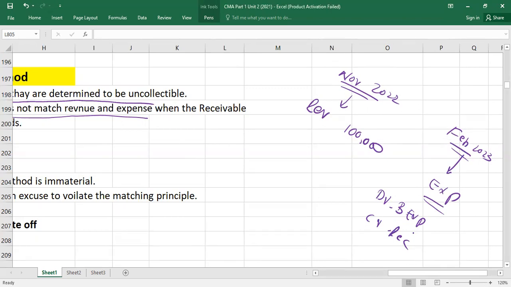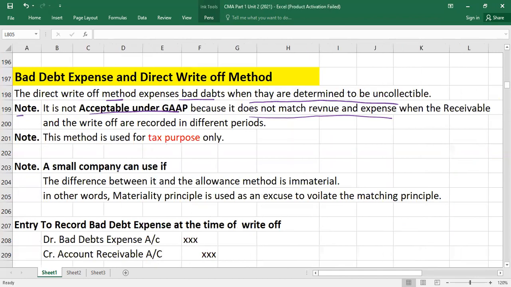That is why it violates the matching principle most of the time. And this is the condition for violation: if you have recorded the revenue in one period and you are going to record the expense in another period, it violates the matching principle. This is the problem with this method. I hope it is clear. Then note, this method is used only for tax purposes. I have already discussed it.